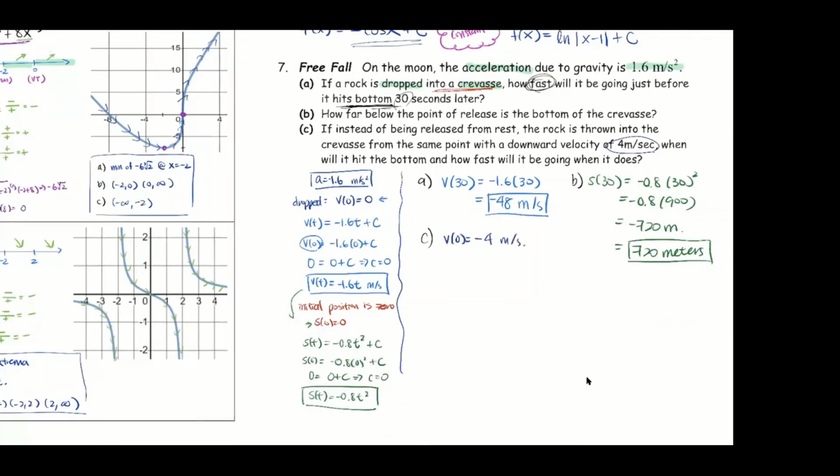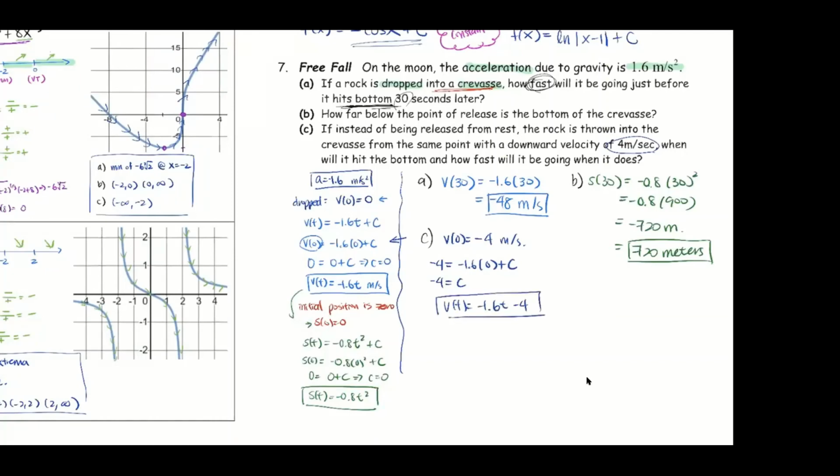Okay, so now we have to change my equation. I still start with A equals negative 1.6 meters per second squared because gravity is not going to change. I'm still on the moon, but the initial condition changed. So then what does that do to me? It will change this equation right there. So it will say V of 0 is equal to negative 4. So you have negative 4 equals negative 1.6 times 0 plus C. Your constant is going to change. So your constant is actually negative 4. Your V of t is now negative 1.6t minus 4. That's your velocity function.